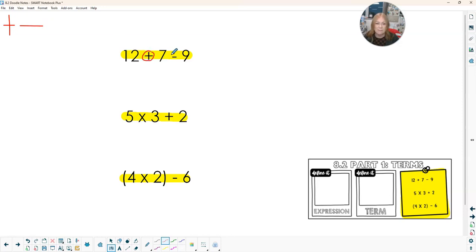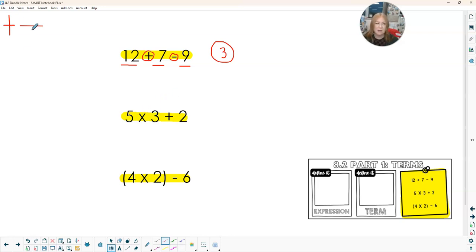So here's 1 and here's 2, and then you just break it up. So this one has 1 term, 2 terms, 3 terms. So this one has 3 terms. So you find your add and subtract signs, and then everything between them is a term.